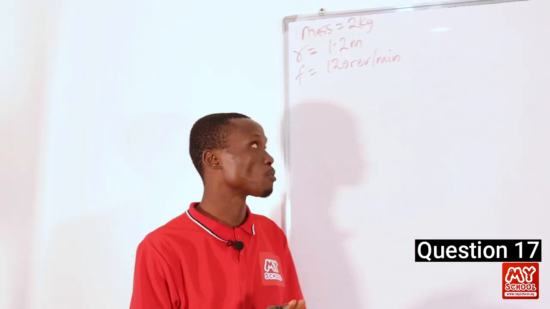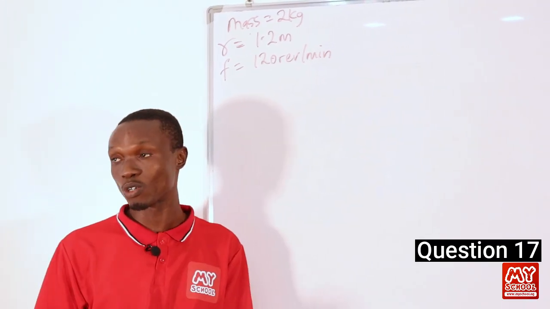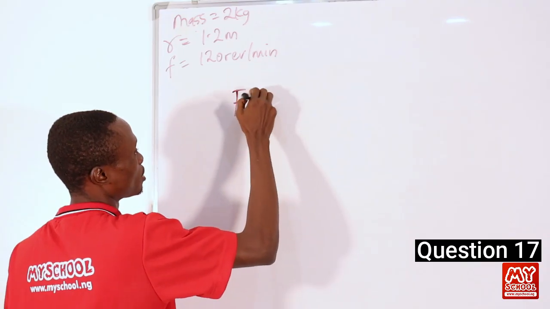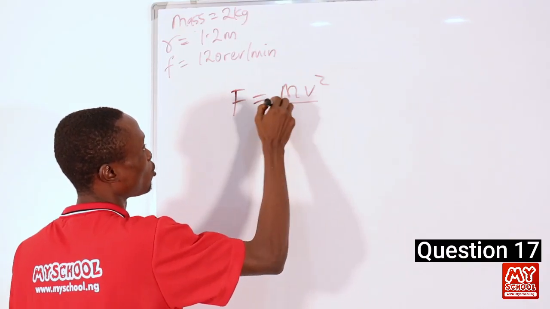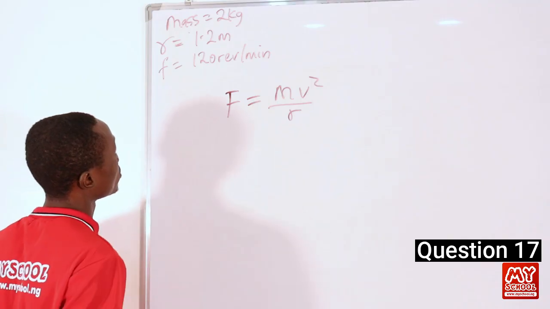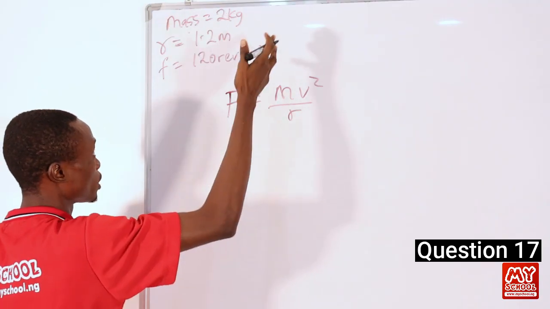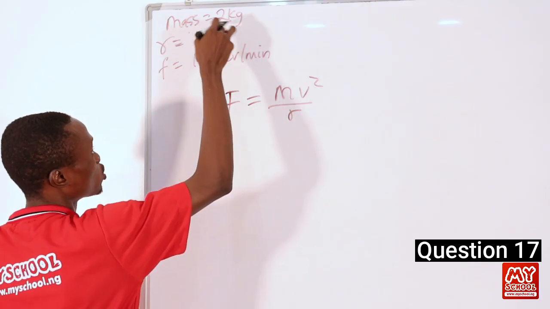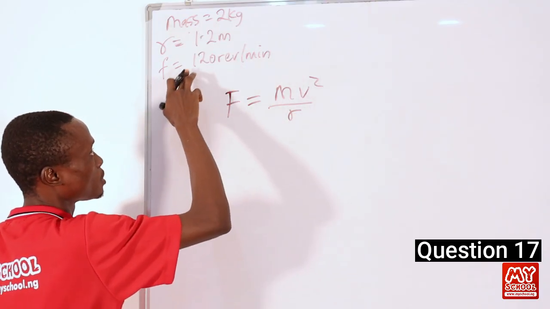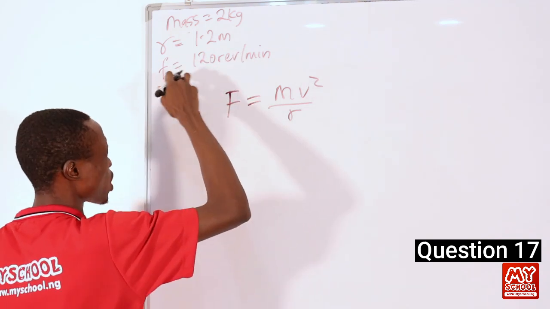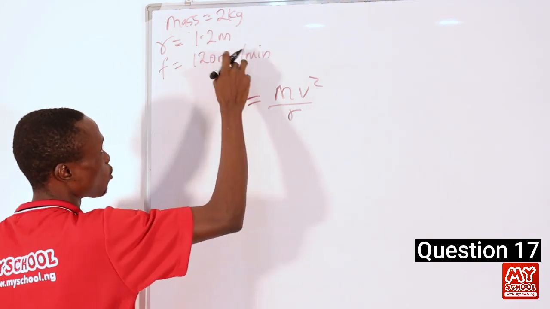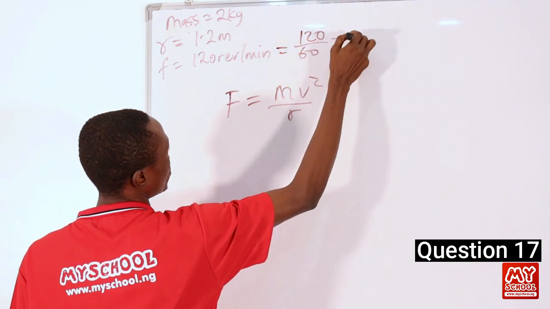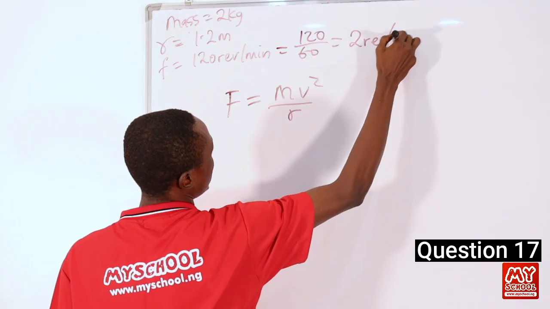This question is a problem on circular motion, and what they're actually asking us here is to calculate the centripetal force. We know that centripetal force F is equal to mv squared all over r. From the information given, m is equal to 2 kg. The length of the rope represents the radius of the circle, which is 1.2 meters. Then f represents the number of revolutions, which is 120 revolutions per minute. So we have to convert this to revolutions per second by simply dividing 120 by 60. That will give us 2 revolutions per second.